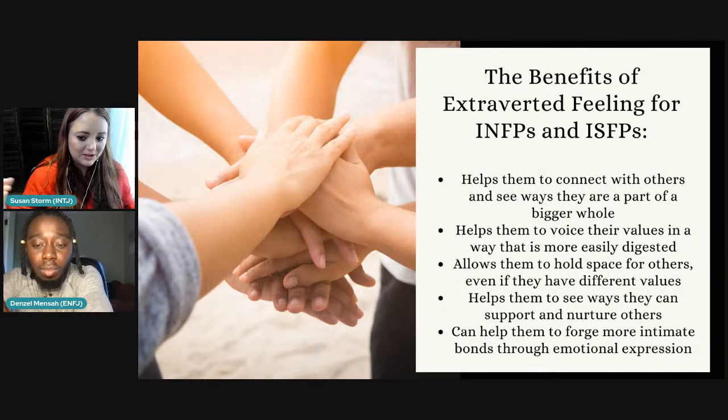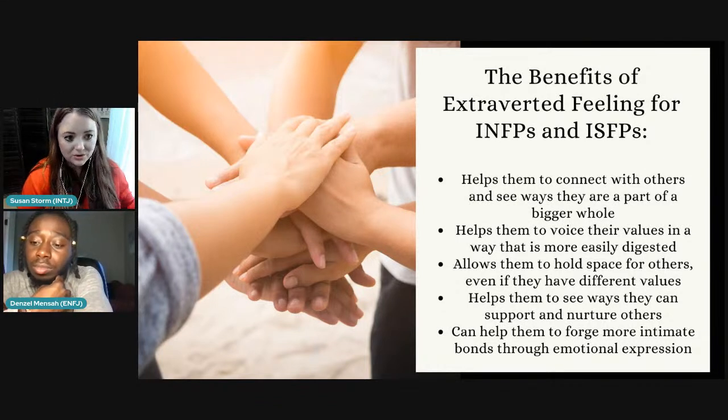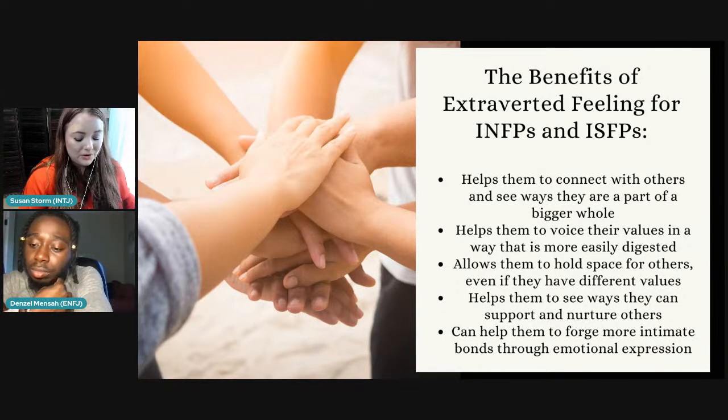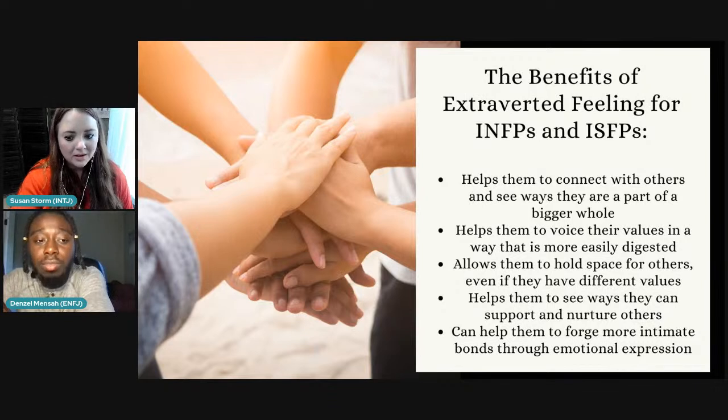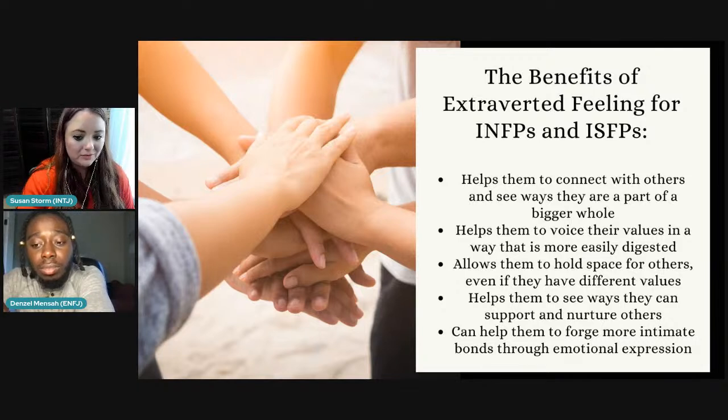So extroverted feeling types, when they integrate introverted feeling, become more accepting of other people who rock the boat, who are different, who might upset group values. Introverted feeling types, when they integrate extroverted feeling, become more accepting of keeping the peace with people and supporting them, even if they don't have the same integral values that you individually do. When introverted feeling types integrate extroverted feeling, they're able to see ways they can support and nurture others better, and they can forge more intimate bonds through emotional expression.